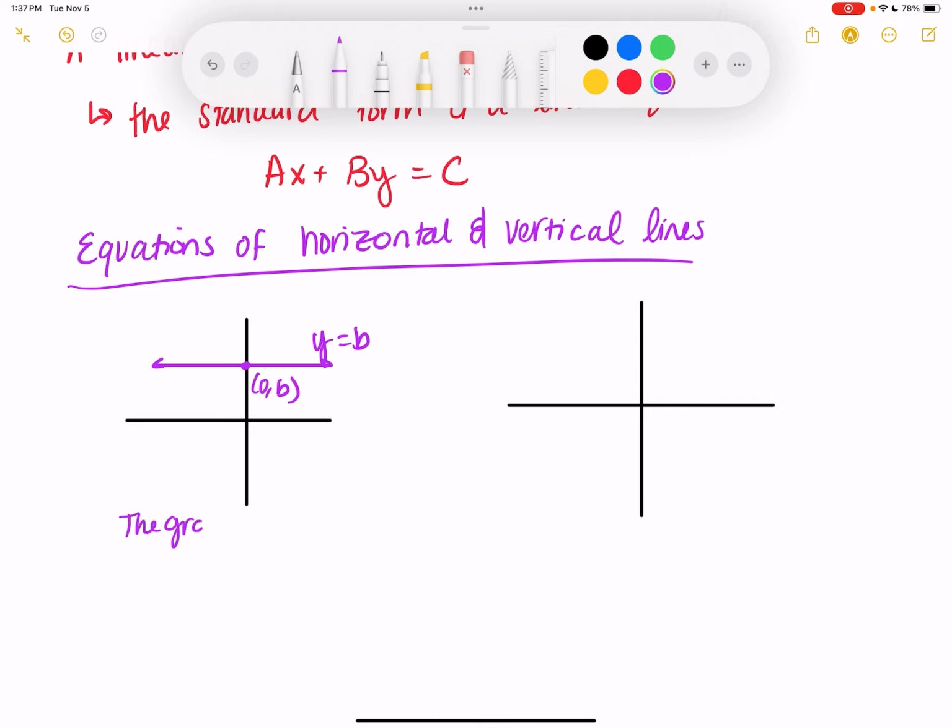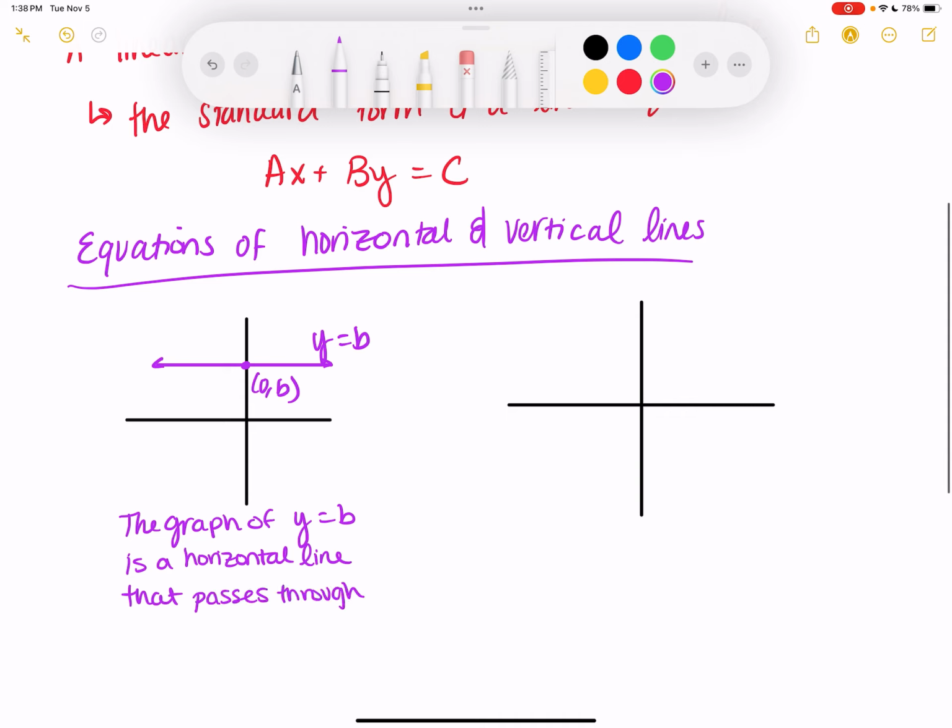The graph of y equals b is a horizontal line that passes through the point (0, b). So that is a horizontal line. Okay, horizontal, it's like you're laying down. A vertical line goes up and down.